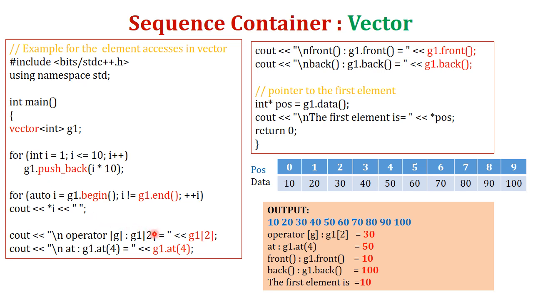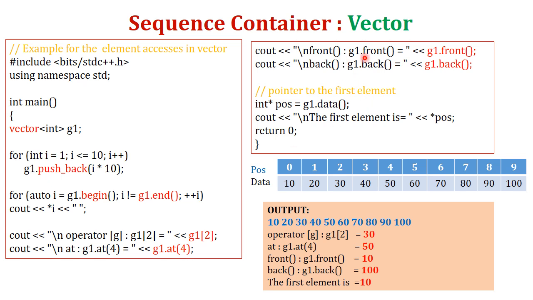And next we are going to use the functions. For example, g1[2]. It means what is the value at the second position? See, what is the value at the second position? 30. That will be printed. And at(4) means what is the value at the fourth location? The fourth location value is 50. That will be printed here. Already told you, right? Both are the same result. The operator and at both show the same result.